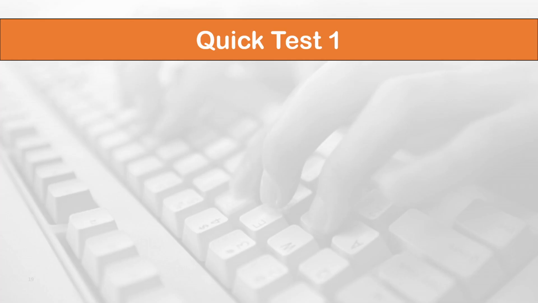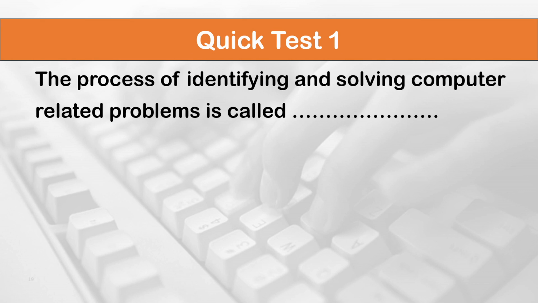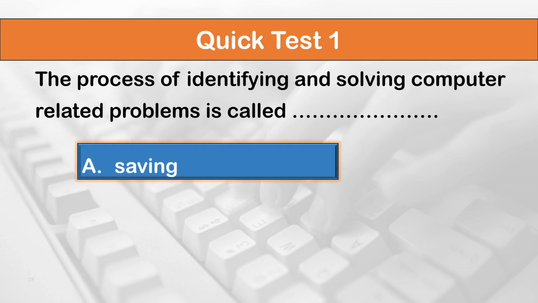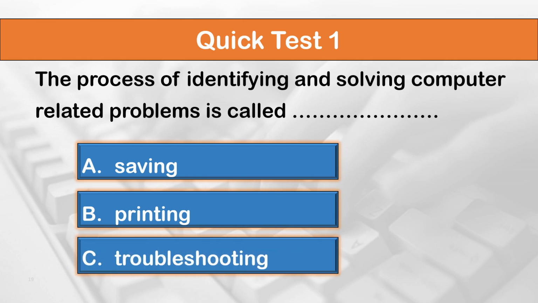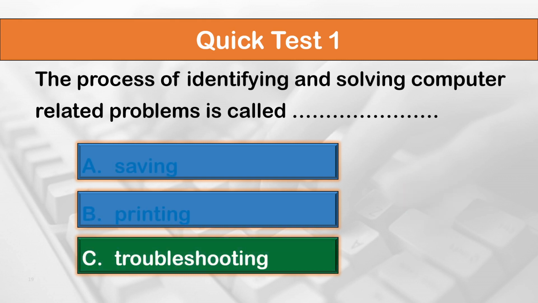Now let us do a quick test to evaluate what you have learned about troubleshooting today. Read the following questions carefully and answer accordingly. You will have a few seconds to give your answer. Number 1. The process of identifying and solving computer-related problems is called Option A, saving, Option B, printing, or Option C, troubleshooting. The answer is C, troubleshooting.